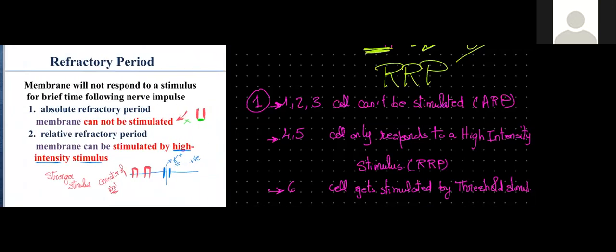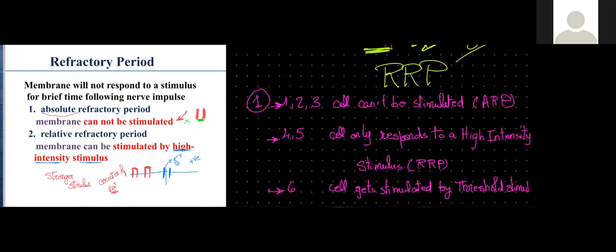All right, so again, what is the refractory period? This is the time when the membrane is not going to be responding to a threshold stimulus. It might be an absolute refractory period during which you won't be responding to any kind of stimulation, either threshold or higher intensity stimulus. I won't be responding. Why?